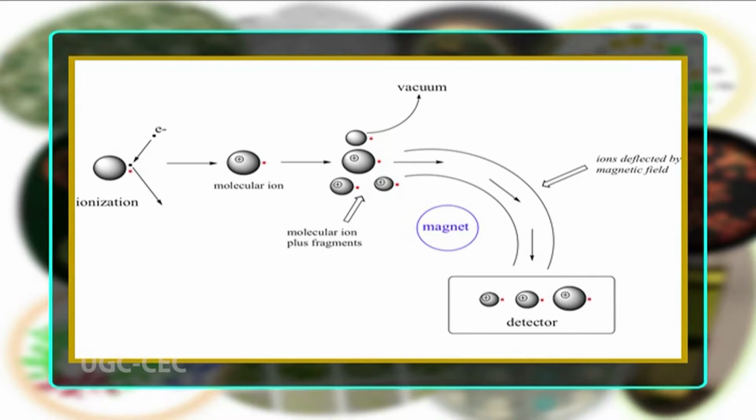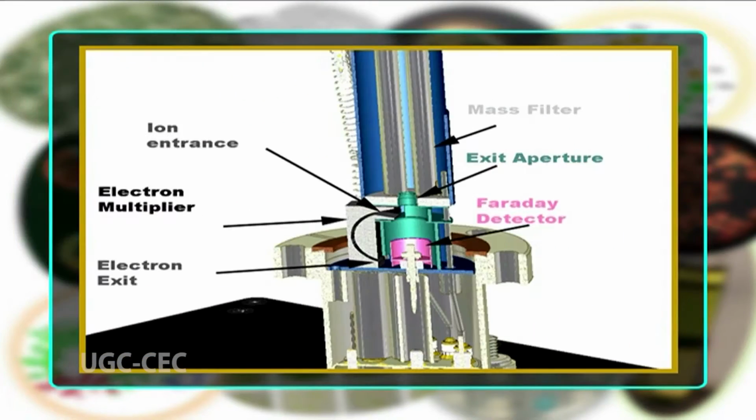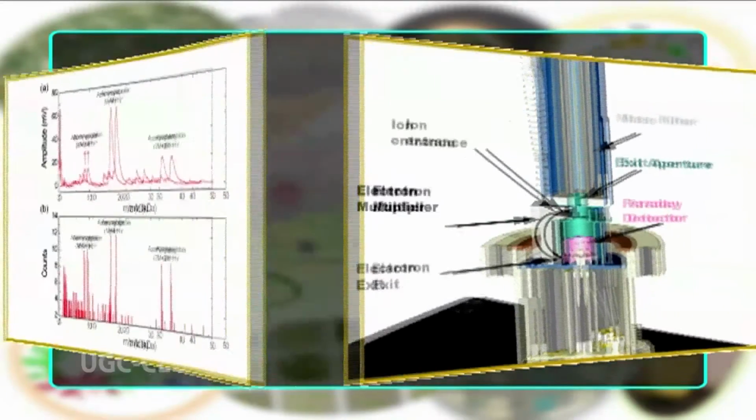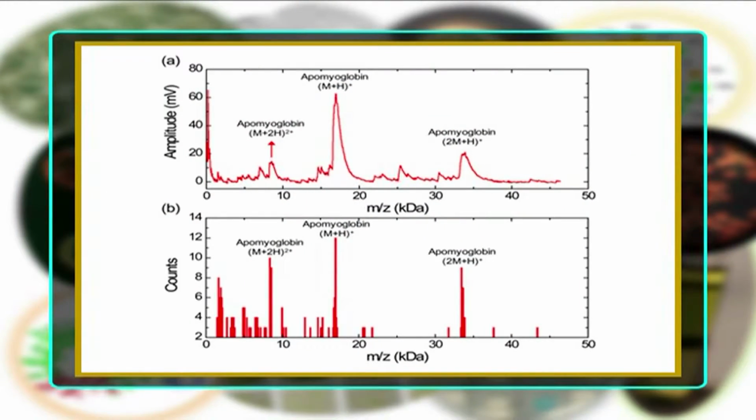Ions of the same mass to charge ratio will undergo the same amount of deflection. The ions are detected by a mechanism capable of detecting charged particles, such as an electron multiplier. Results are displayed as spectra of relative abundance of detected ions as a function of mass to charge ratio.